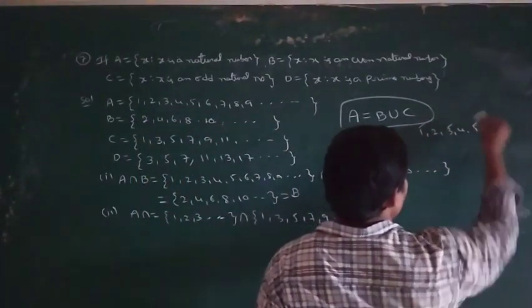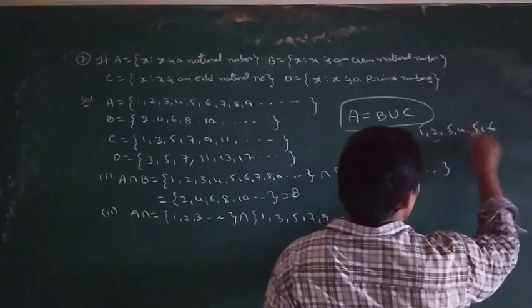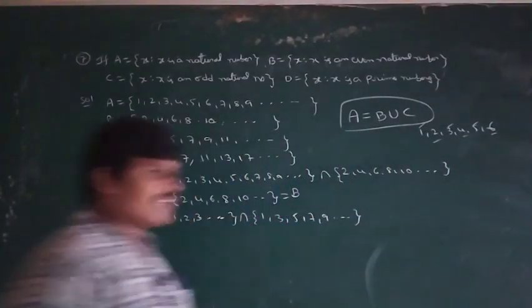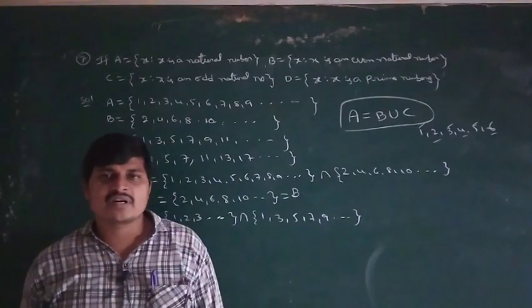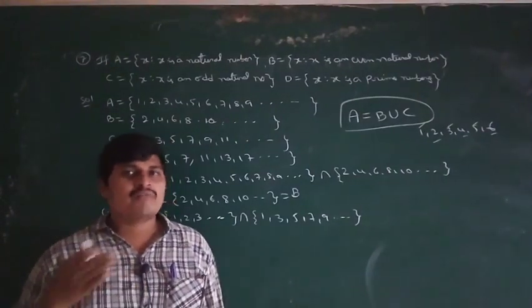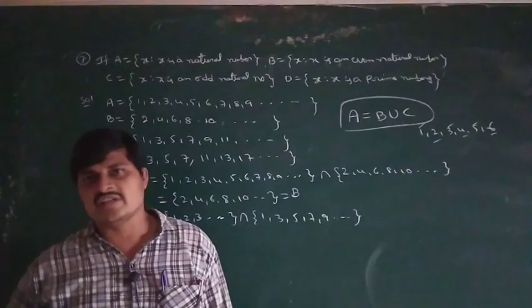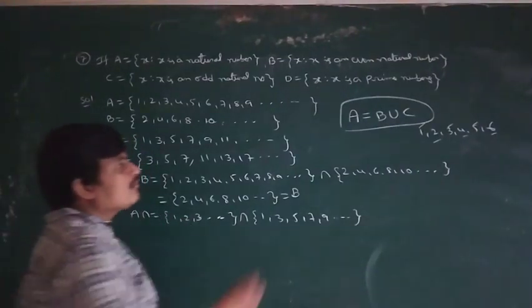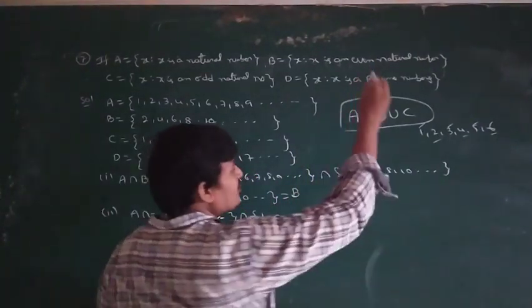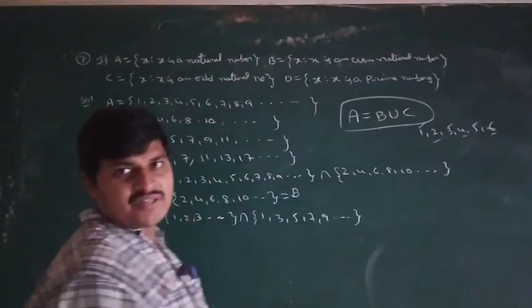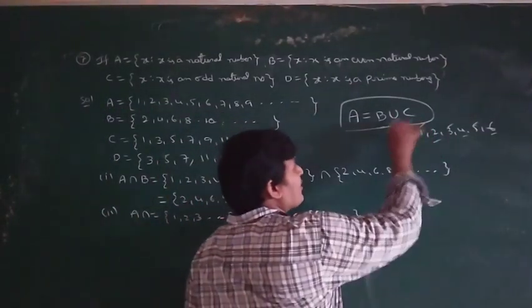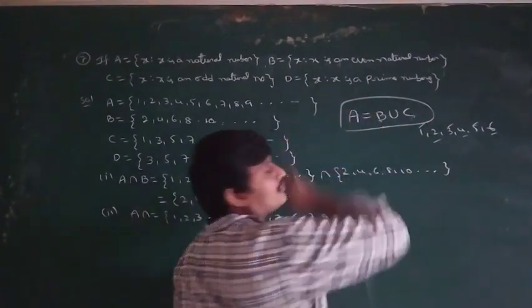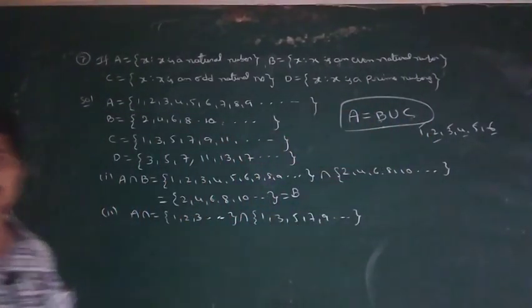1, 3, 5, 3. How many even numbers? 2, 4, 6. In natural numbers, half of the numbers are odd natural numbers and half are even natural numbers. So A is equal to what? Natural numbers. B is equal to what? Even numbers. C is equal to what? Odd numbers. The union of odd numbers and even numbers is equal to the natural numbers.